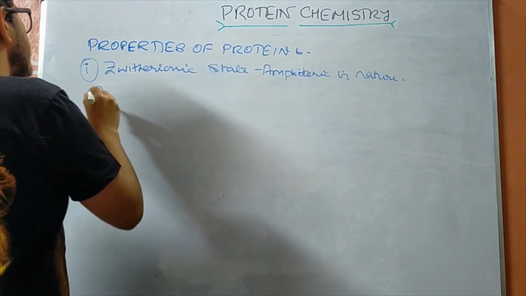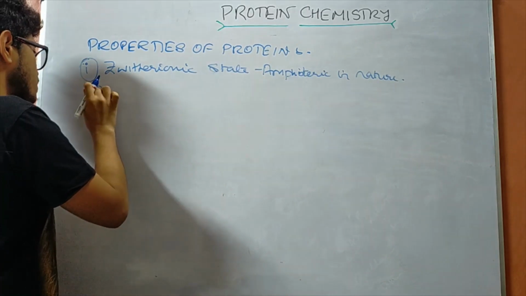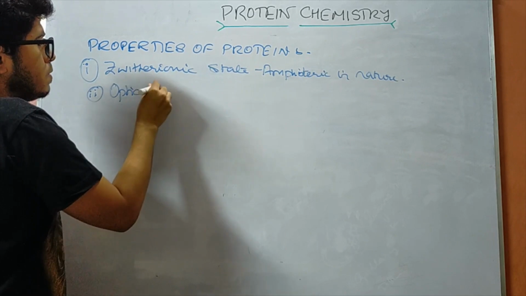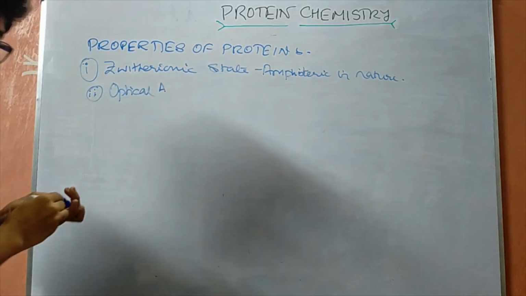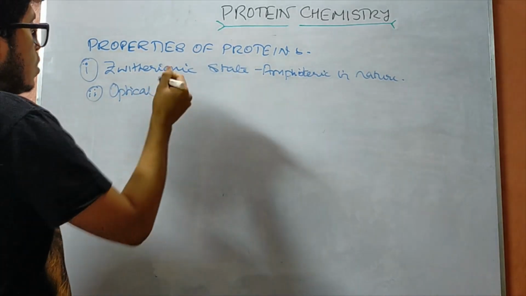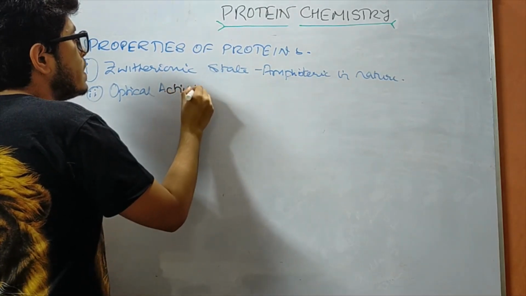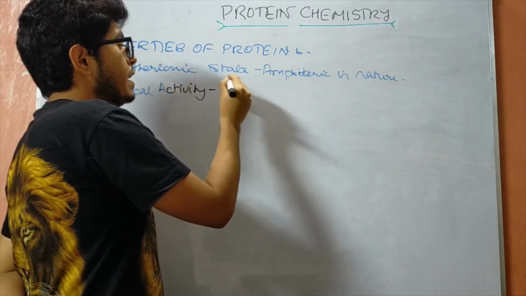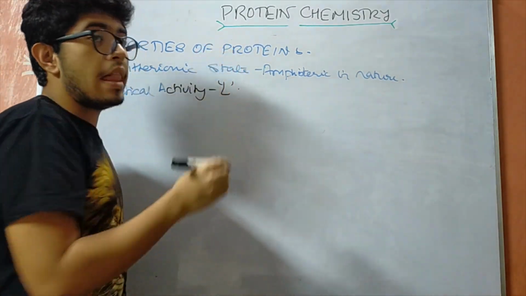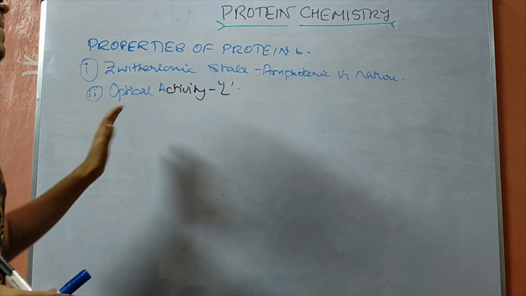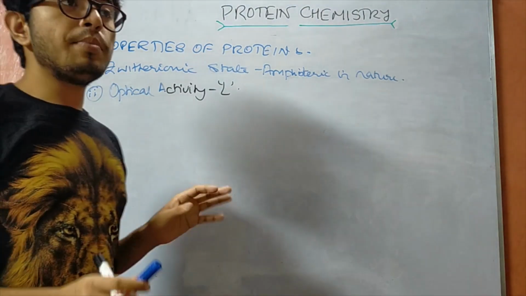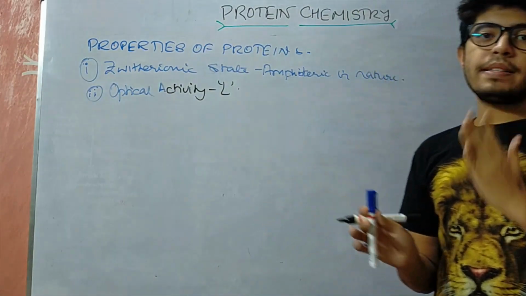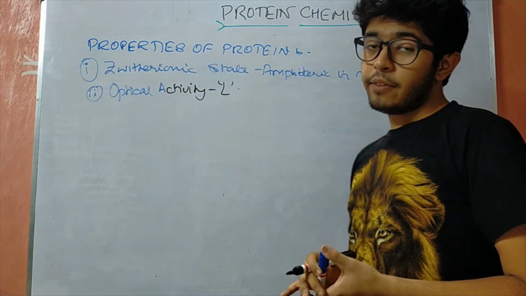The second property is optical activity. Here we will see that all the amino acids are basically seen in their L form. So all the amino acids are mostly present in the L form, unlike the carbohydrates, which are present more prevalently in the D form.